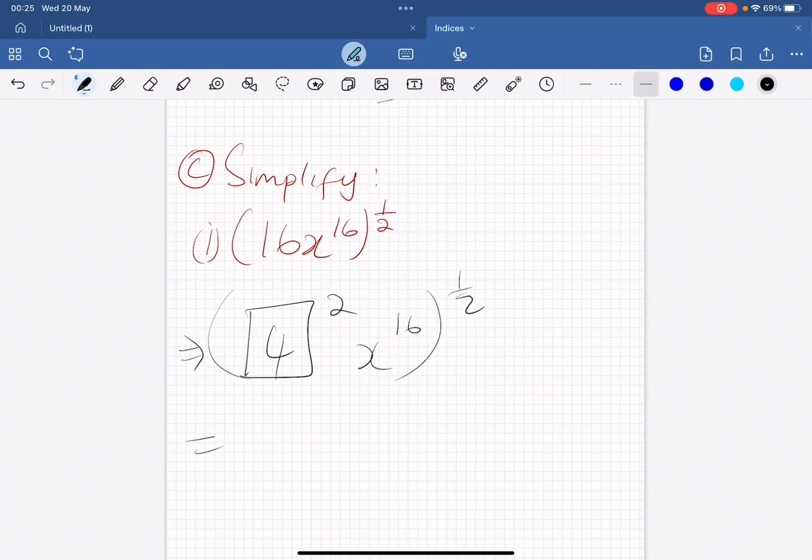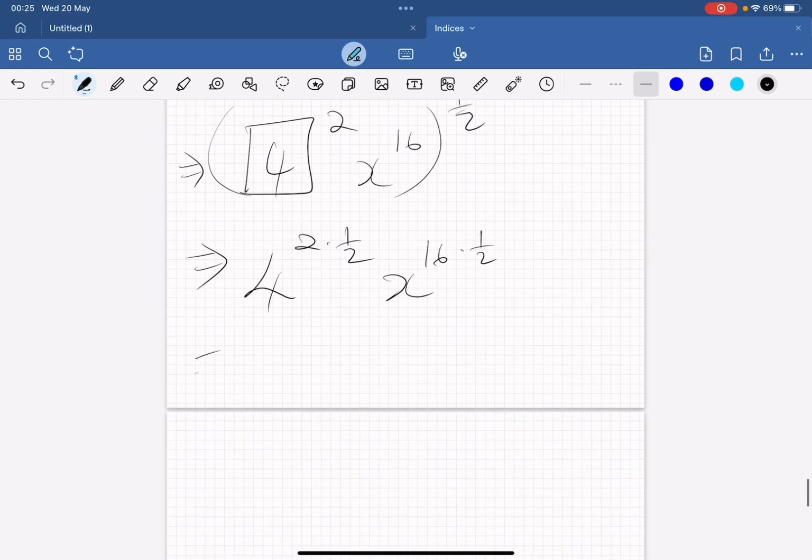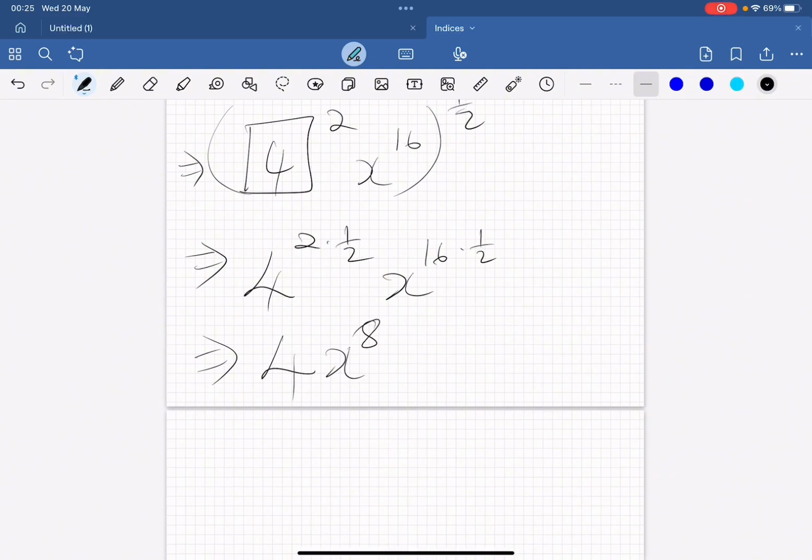And then what I'll do next is I'll distribute: 2 by half and 16 by half. And then 2 by half is basically 1. And then 16 by half is basically 8.